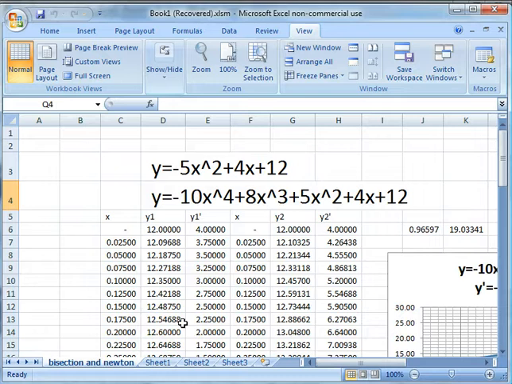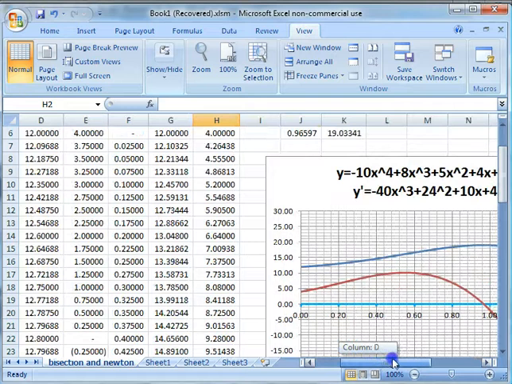In this video I'm going to discuss the Newton method and how it could be implemented, and other methods that could be used to maximize or obtain the maximum of a nonlinear function. First, let's consider a couple of functions. We have y equals minus 5x squared plus 4x plus 12, and the other function y equals minus 10x to the 4 plus 8x cubed plus 5x squared plus 4x plus 12.